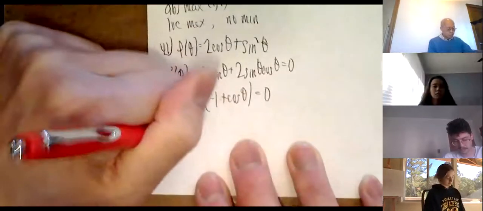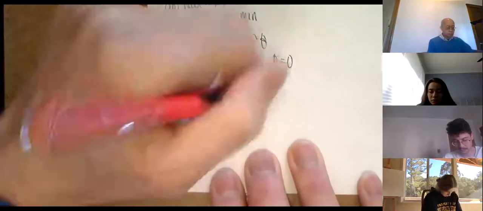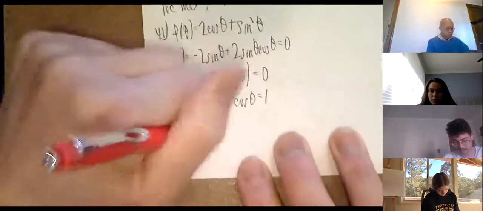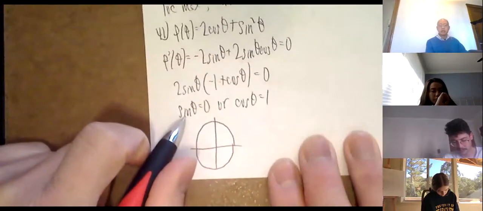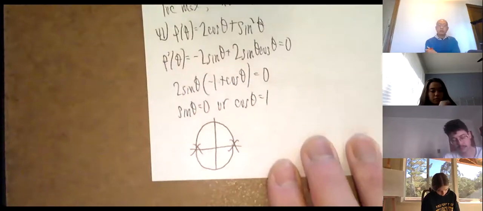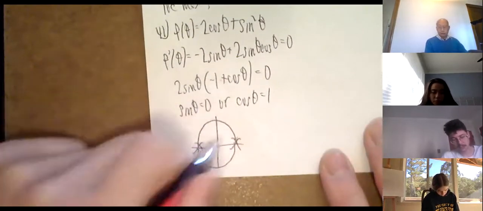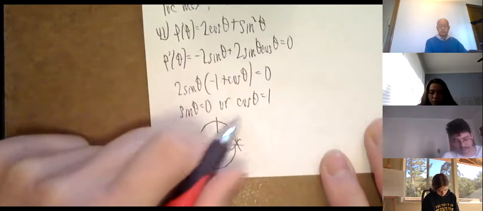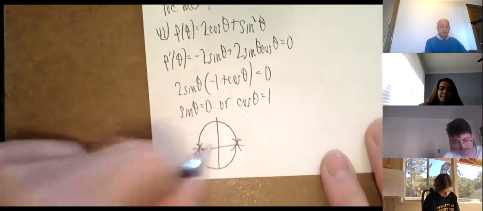So that means sine of theta equals 0, or this equals 0 means cosine theta equals 1. Think to my unit circle. Sine of theta equals 0. Y coordinate is 0. That's there and there. Cosine of theta is 1. That's there. It's already covered. Right. Cosine of theta, x coordinate is 1. That's covered by this.